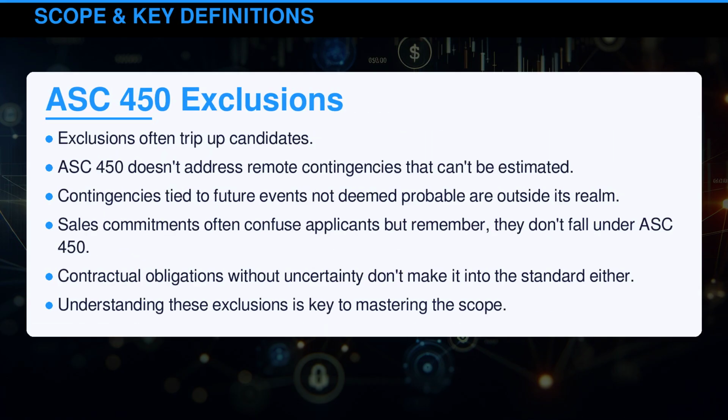Exclusions often trip up candidates. ASC 450 doesn't address remote contingencies that can't be estimated. Contingencies tied to future events not deemed probable are outside its realm. Sales commitments often confuse applicants, but remember they don't fall under ASC 450. Contractual obligations without uncertainty don't make it into the standard either. Understanding these exclusions is key to mastering the scope.